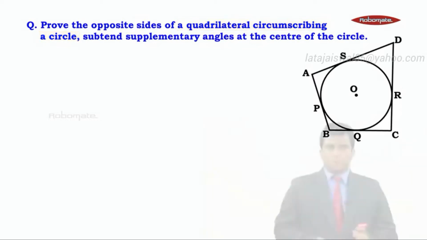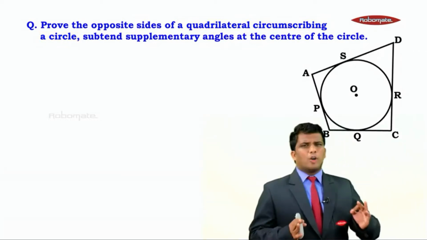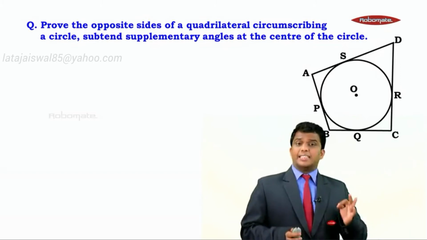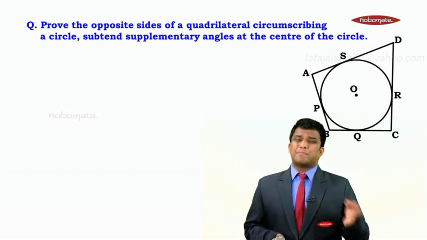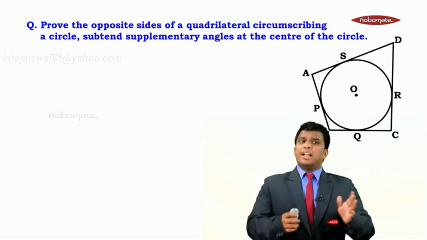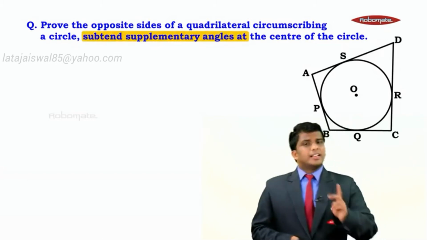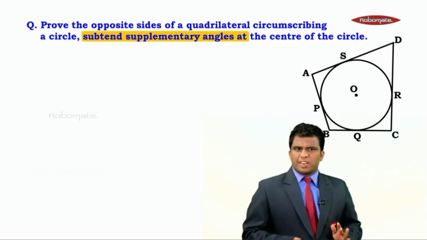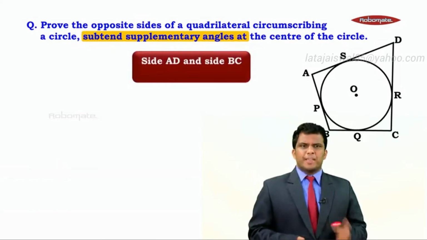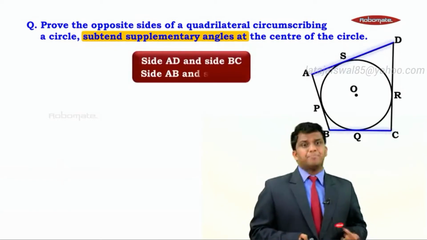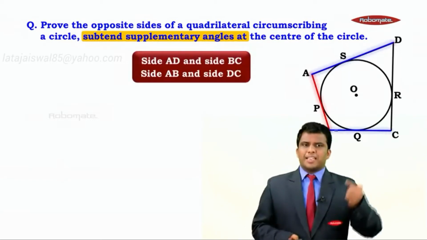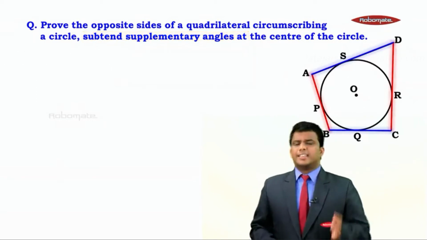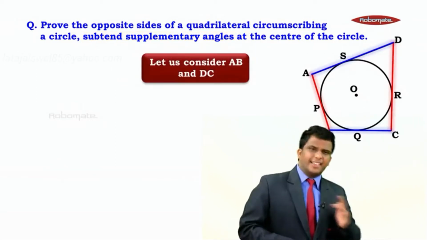Now what are we supposed to do? We are here talking about the opposite sides of this quadrilateral, and these opposite sides should subtend supplementary angles at the center. Now let's identify the opposite sides. There are two pairs of opposite sides for a quadrilateral. In this case, the first pair is AD and BC, which we can see, and the second pair is AB and DC. Let's consider AB and DC.